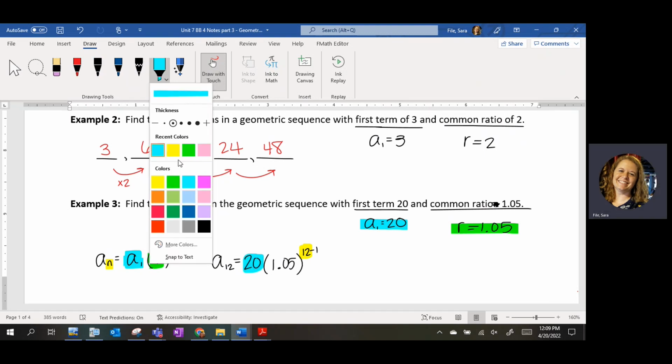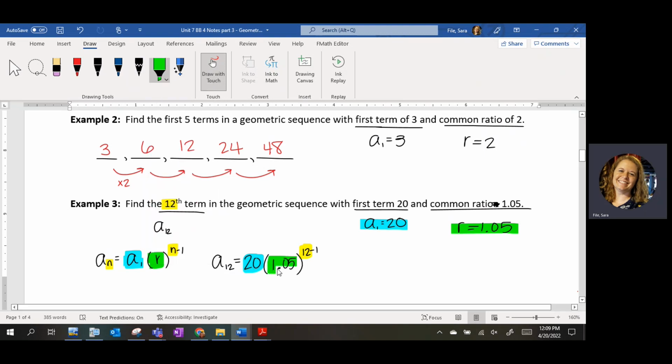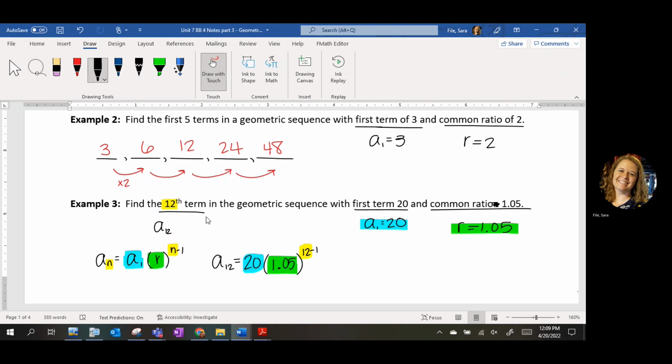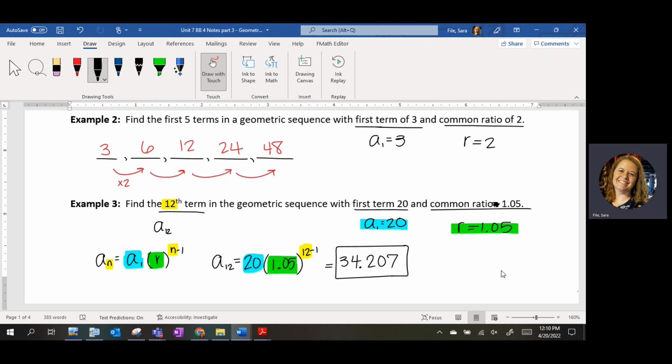You do get a calculator. You don't have to do all this by hand, but that's 1.05 to the 11th power and then multiplied by 20. And that comes out to be 34.207. Does that process make sense?